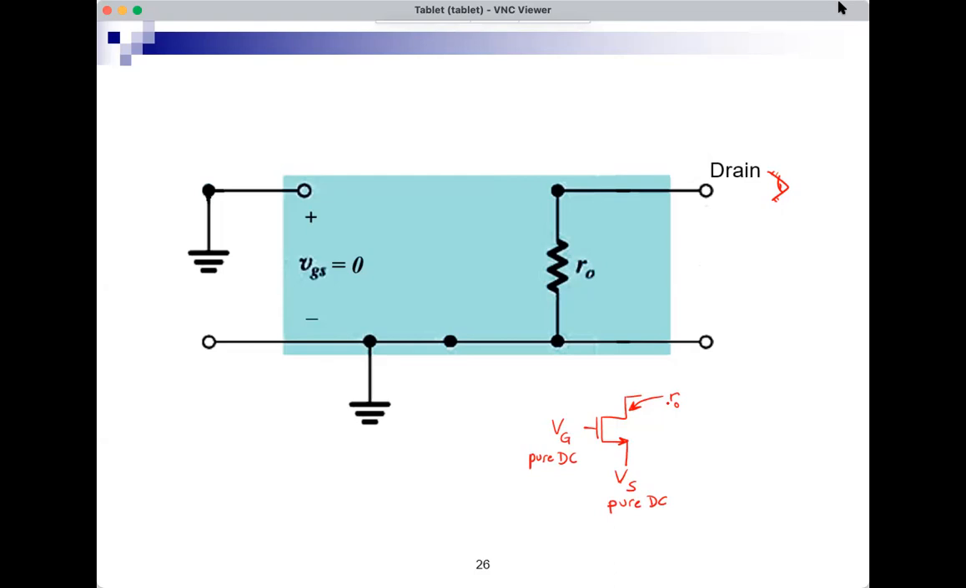So I can apply the rule. It's a rule now, so I can apply it. If I want to find the resistance seen looking into the drain when the gate and the source are at pure DC levels, then I will see a small RO.